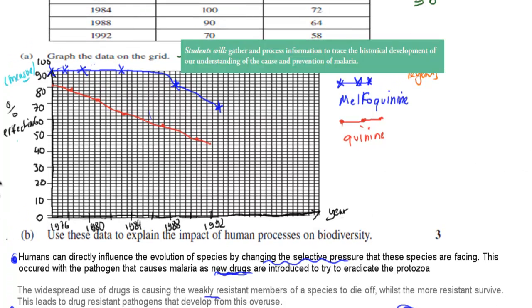And the question comes, in this case, from this dot point: gather and process information to trace the historical development of our understanding of the cause and prevention of malaria. So we know what is causing malaria, this protozoa, and we know how to try to prevent it, but these malaria drugs are becoming less and less effective at prevention because the protozoa are becoming more resistant.